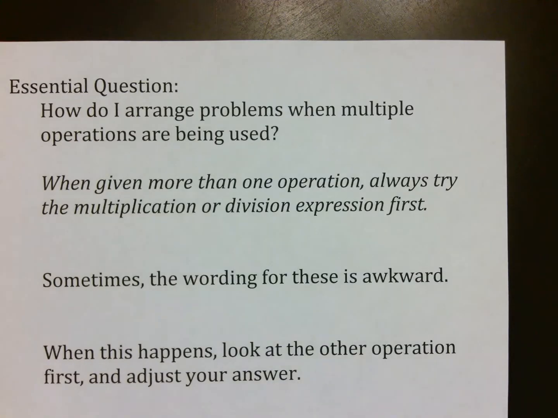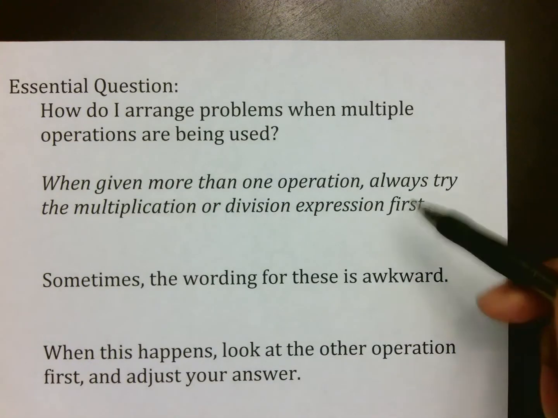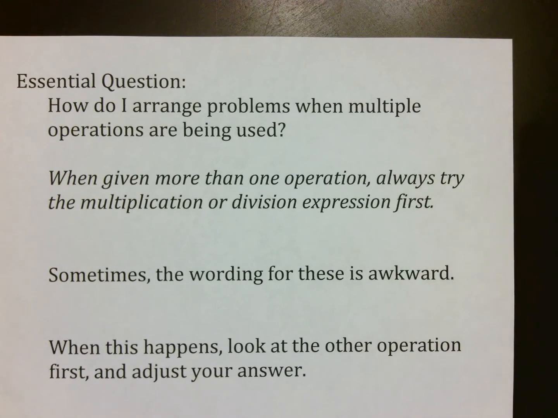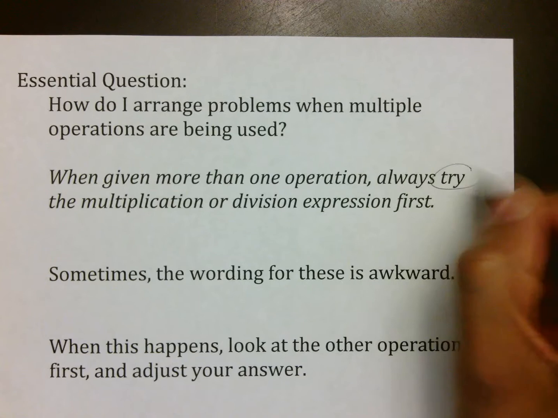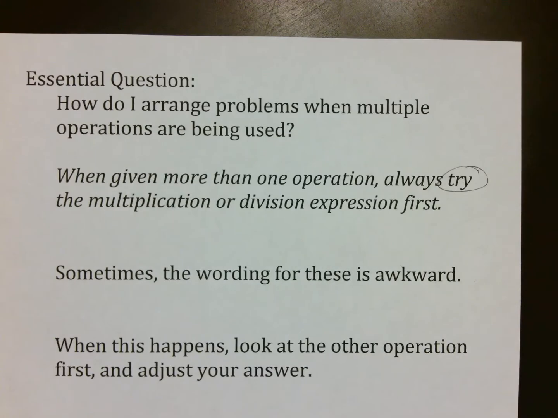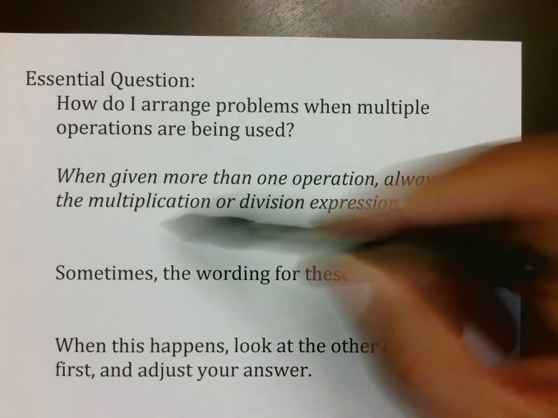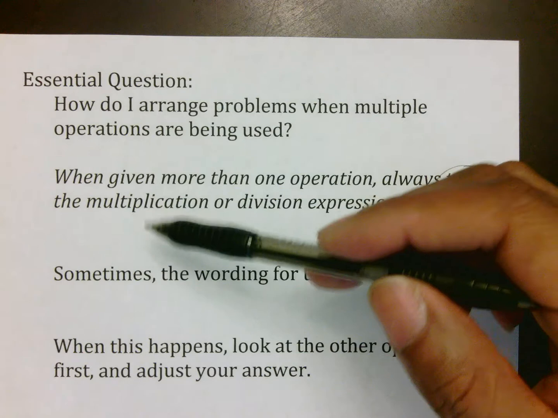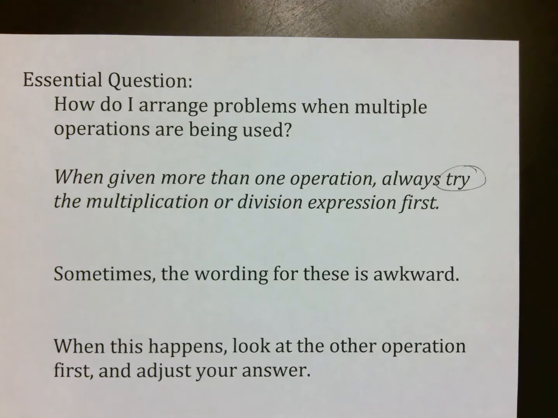So the essential question here is, how do you arrange the problems with multiple operations being used? And here is your italicized part. When given more than one operation, always try to do multiplication and division first. Now the key word here is try, because there are problems where you cannot do the multiplication or division part first. Sometimes the wording is awkward, and when that happens we have to go with the other part. It's kind of like order of operations, where multiplication and division get done before addition and subtraction. And so whenever you have a multiplication word and an addition word, the multiplication is stronger. Give it the first option and then go from there.